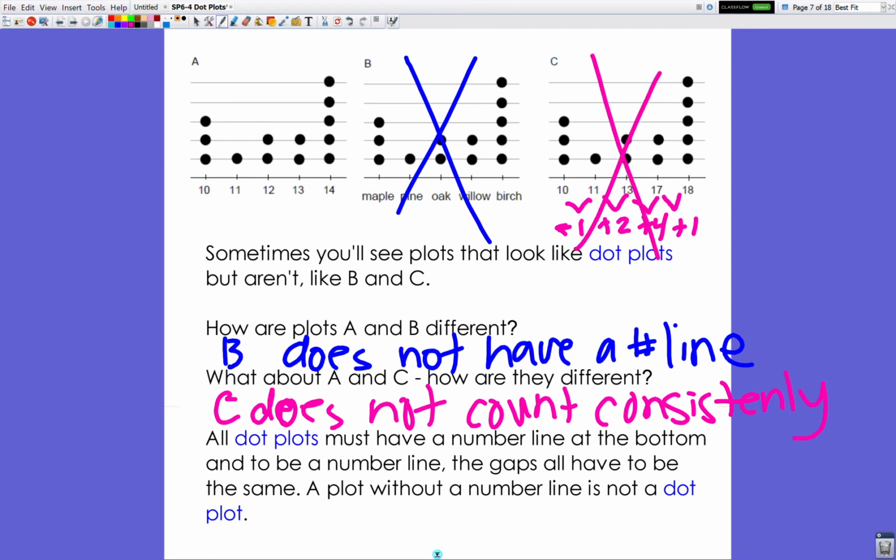So all dot plots must have a number line at the bottom, and to be a number line, the gaps all have to be the same. A plot without a number line is not a dot plot.